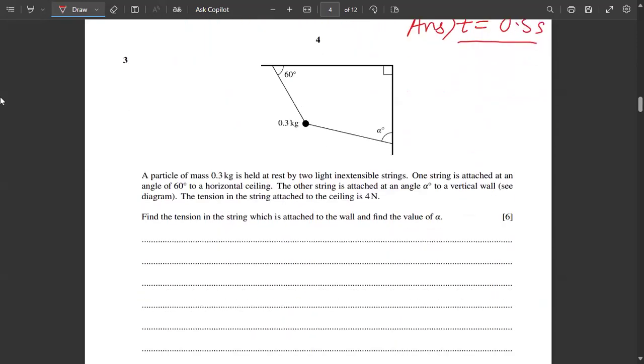Let's move to the third question. A particle of mass 0.3 kg is held at rest by two inextensible strings. One string is attached at an angle of 60 degrees to the horizontal ceiling. The other string is attached at angle alpha to the vertical wall.